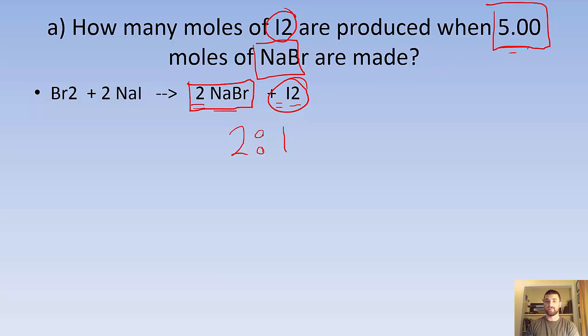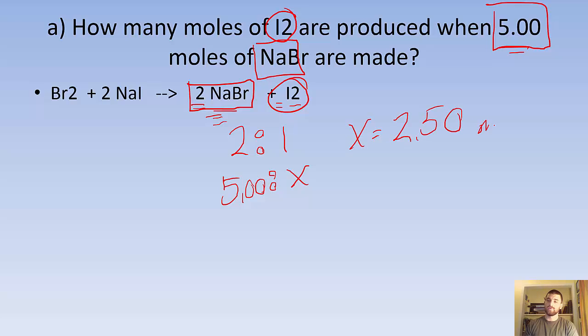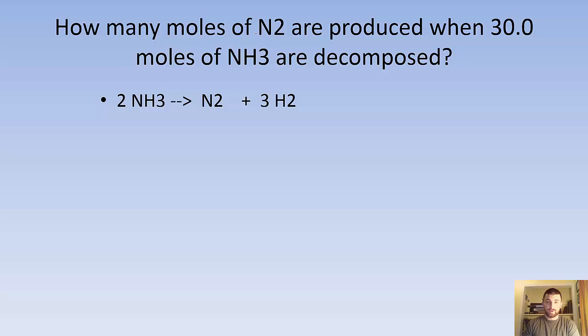And this 5 that they're saying, 5 moles of NaBr, well, let me put that 5 on the NaBr side. So 5.00 is 2x. So now I cross multiply and divide, and I get x equals 2.50 moles. Again, notice how I used 1, 2, 3 sig figs because the number that they gave me in the problem had 3 sig figs. Another example. How many moles of N2, so let me find what they're talking about, are produced when 30 moles of NH3 are decomposed? All right, here's that stuff.